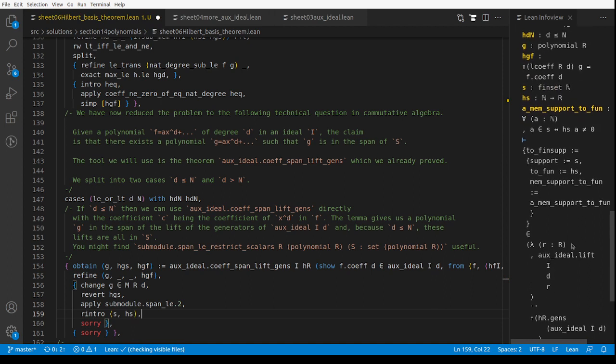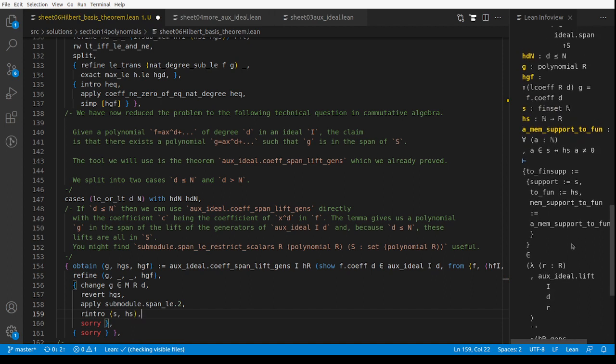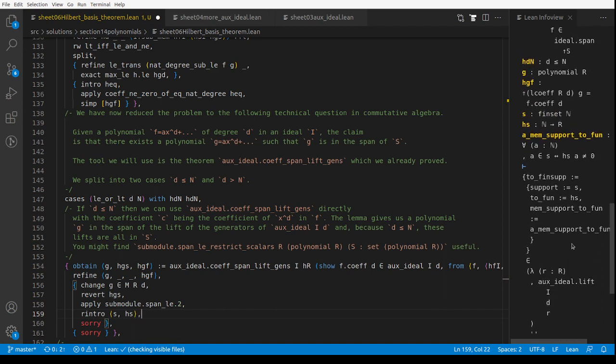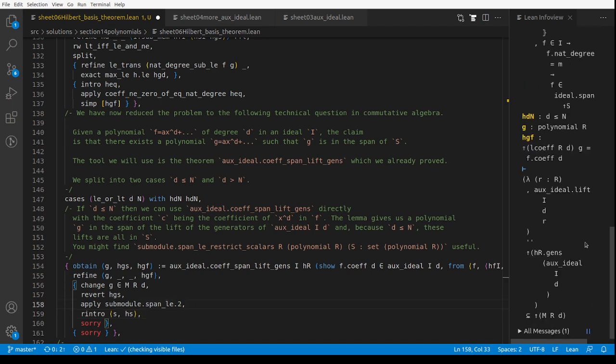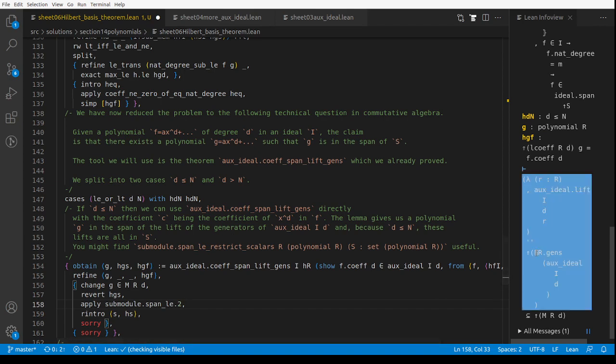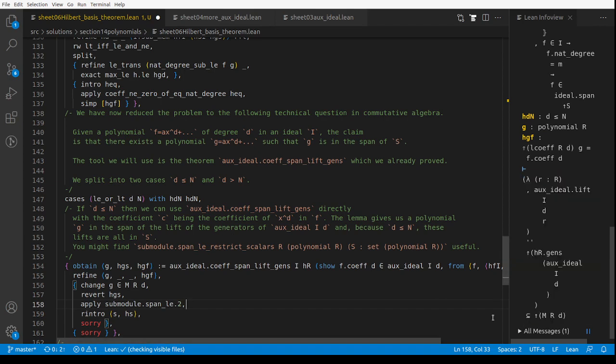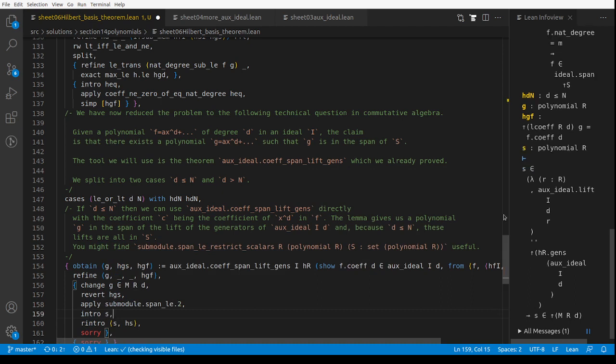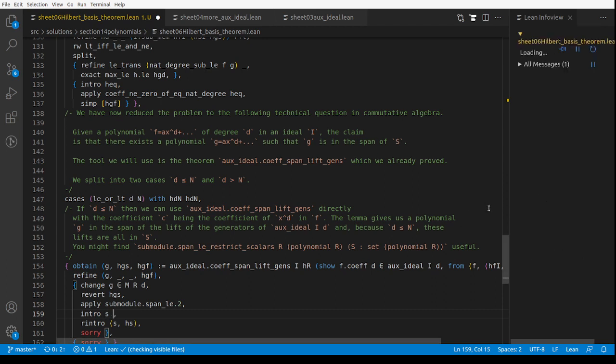And now what does HS say? Oh, that's not at all what I expected to happen. What have I done? I've got to prove that the image of something is a subset of this. Intro S. No, bingo. S is a polynomial in R. Ah, I see. I was taking the polynomial apart. So now S is in the image of something, so I should be able to do this, right?